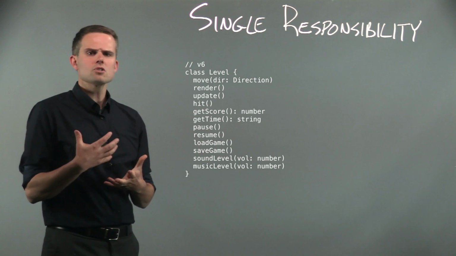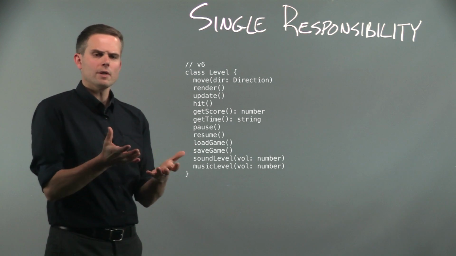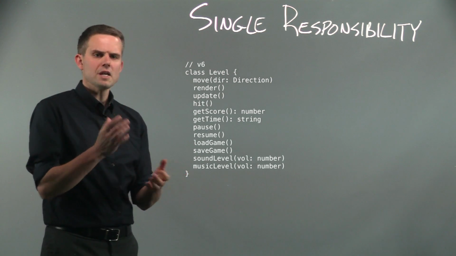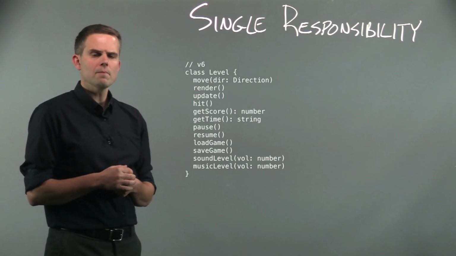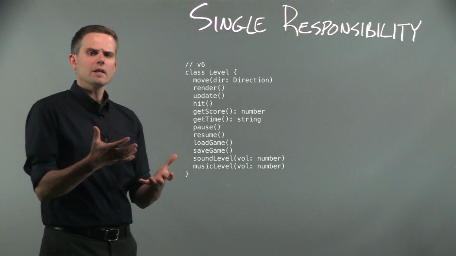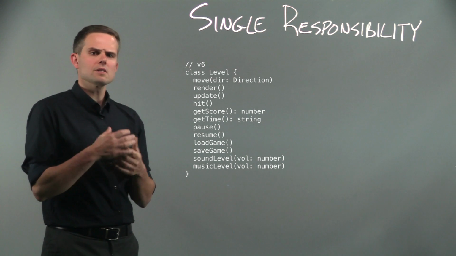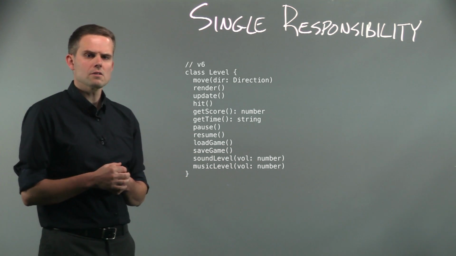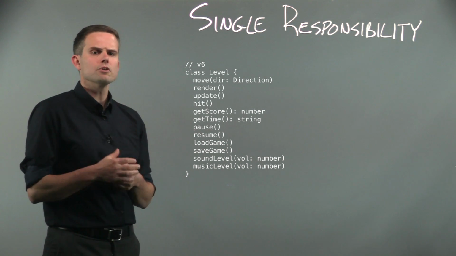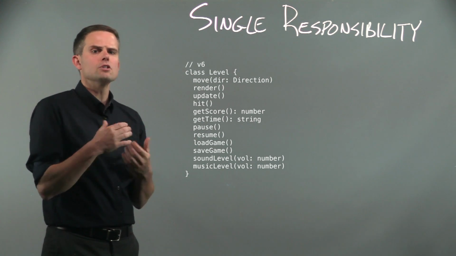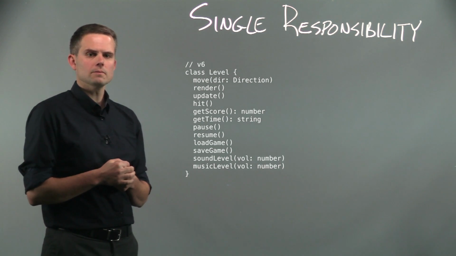And all of these features just ended up naturally going into Level. Level existed, it had all of the data we needed, so we just kept adding it there. But that ended up violating the single responsibility principle because Level now does all kinds of different things. So how could we refactor Level to make it better adhere to the single responsibility principle?